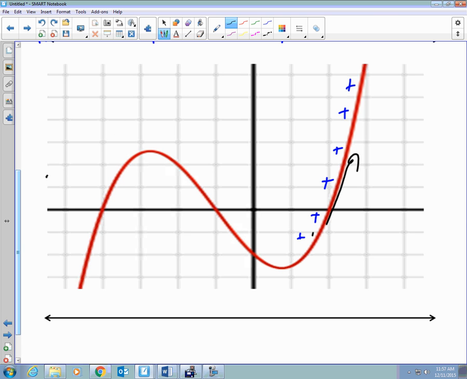So the slope right here might be say positive 1. The slope right here might be say 1/2. Slope here might be 0. You guys okay with that? Here it might be negative 1/2, and here it might be negative 1. Right? But then here, negative 1/2. Here, 0. Here, 1/2. Here, 1.